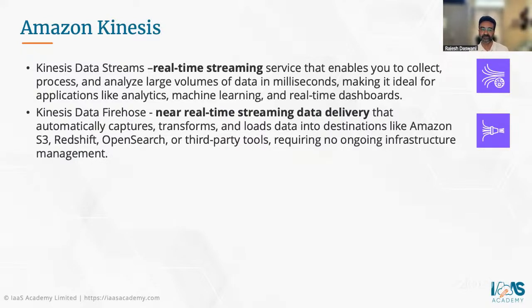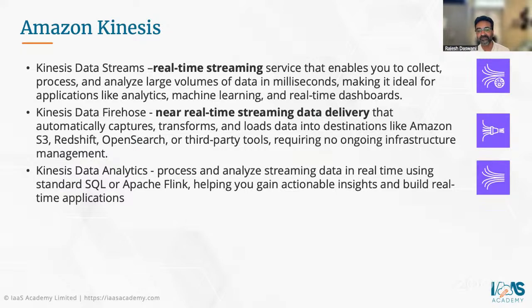So streaming services. Kinesis Data Streams is for analyzing and streaming large volumes of data in milliseconds. But Data Firehose is for automatically capturing, transforming, and loading data into destinations like S3, Redshift, OpenSearch, and third-party tools. And that is what it's for. So Data Firehose is for loading your data into these external platforms or AWS platforms, whereas Data Streams allows you to actually run compute services against the data, against the stream, analyze the stream, and then provide the results of that somewhere else. Okay, Data Firehose is just for loading data.